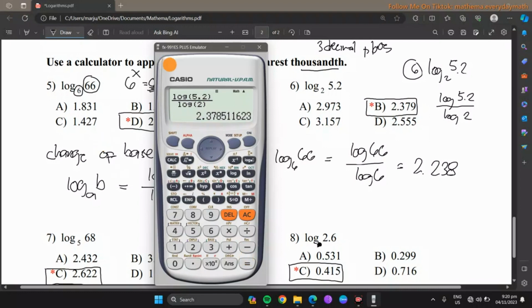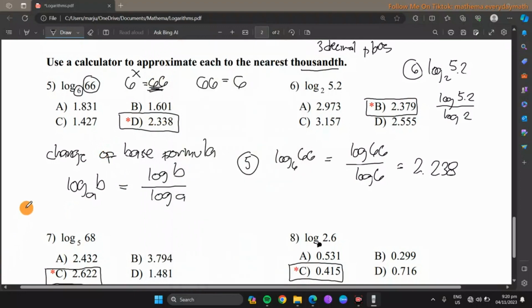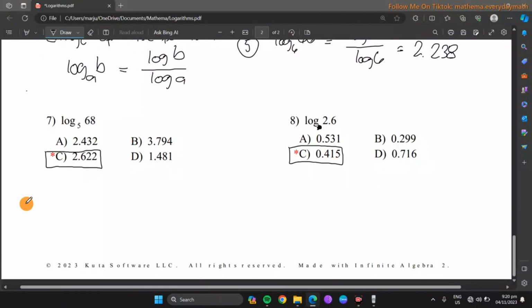Alright? So you can actually try the rest of the numbers 7 and 8. But then again, this will be the solution for that one. So we have log of 68 with base 5. This is just equal to the log of 68 over the log of 5. And again, this will give you letter C. Alright, letter C yan.